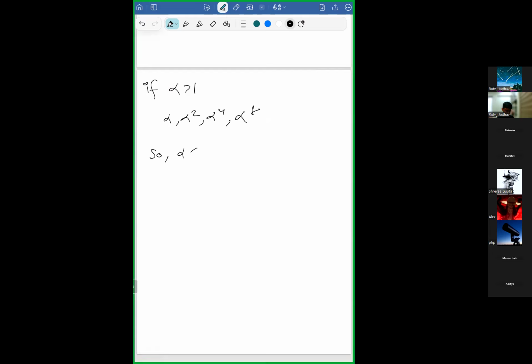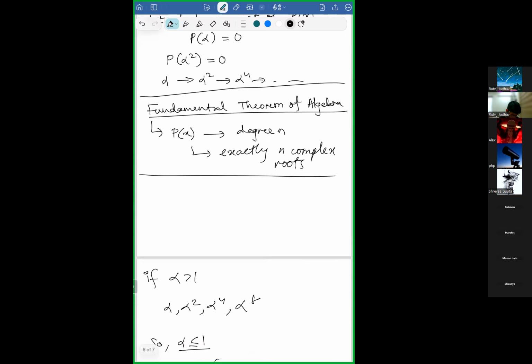So let's say that alpha is less than or equal to 1. Then what do we do? In a similar way, alpha minus 2 is also a root. Yeah, good. So we had... wait, what was it?